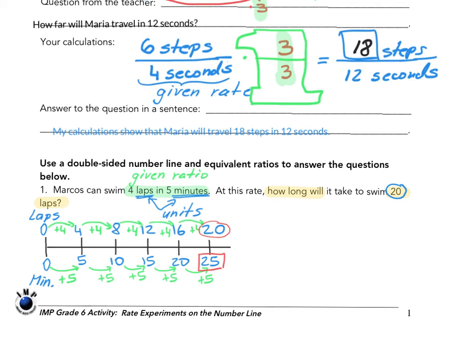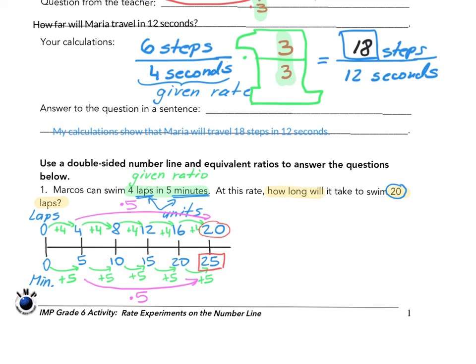And another way to do this is to look at multiplication. We're going to look at how many times I added 4: 1, 2, 3, 4, 5 times. I added 4 five times. I can mark that 4 times 5 is 20. And then if I multiply the number of laps by 5, it's also going to take 5 times longer for Marcos to swim. So my giant one would be 5 over 5 in this case. So this is using a number line, and we also have to use equivalent ratios.